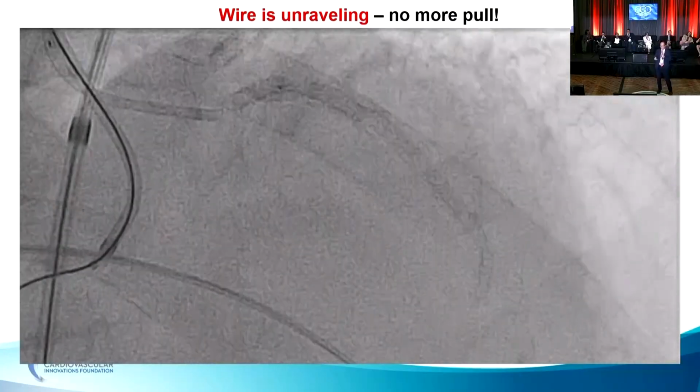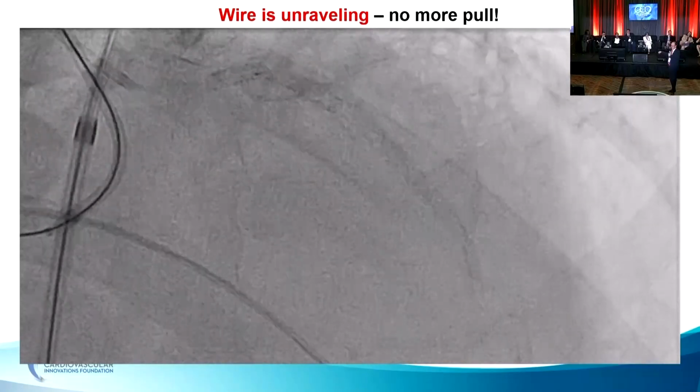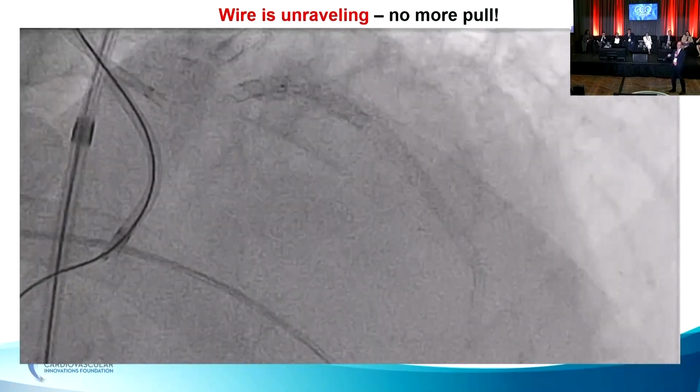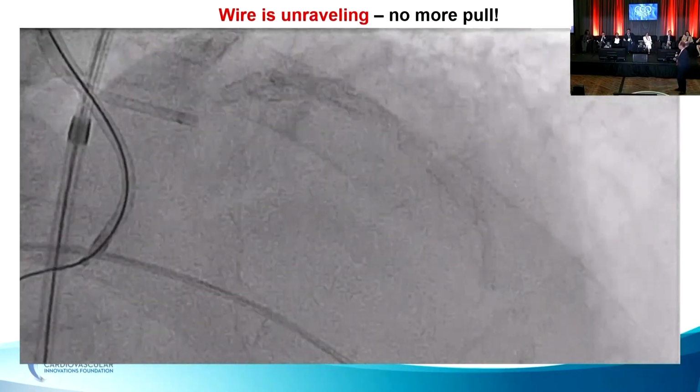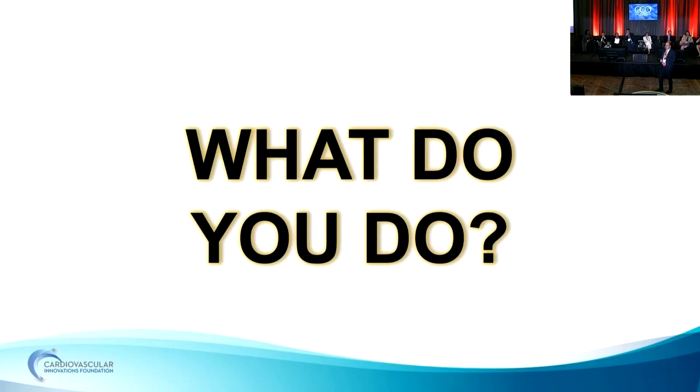Because you see the dot there? It's the damaged wire, and the wire from the other side is coming out. So this means that the wire is unraveling. So, of course, we should not keep pulling. So the question is, what do you do at this point?